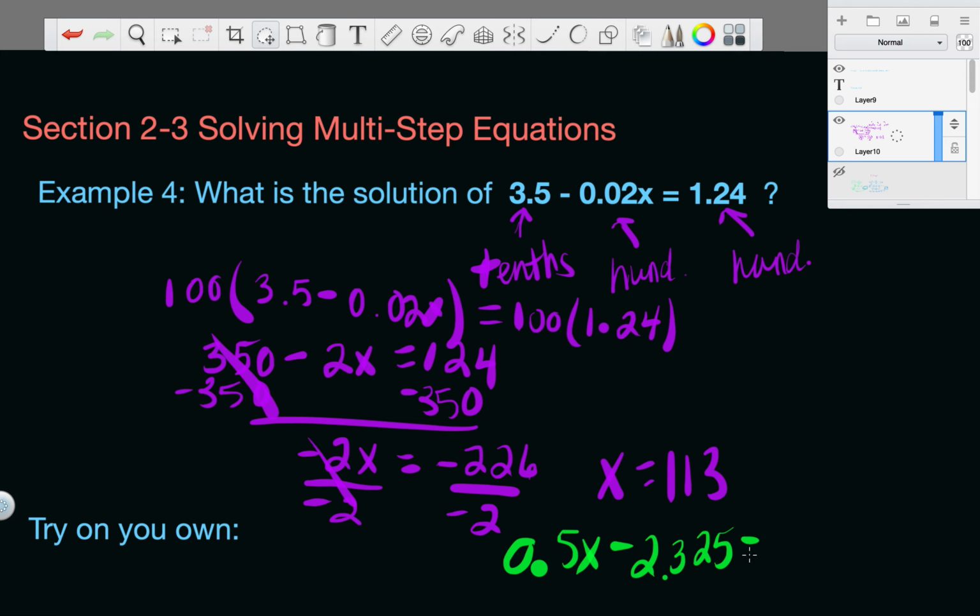2.325 equals 3.95. So this first term has 1 decimal point, second has 3 decimal points, and the third has 2 decimal points. So the largest amount is going to be 3, right? So what I need to multiply all of our sides by is 1,000. 3 zeros to match those 3 decimal points. Okay? Just as we multiplied this equation by 100, 2 zeros, because our largest had 2 decimal points.